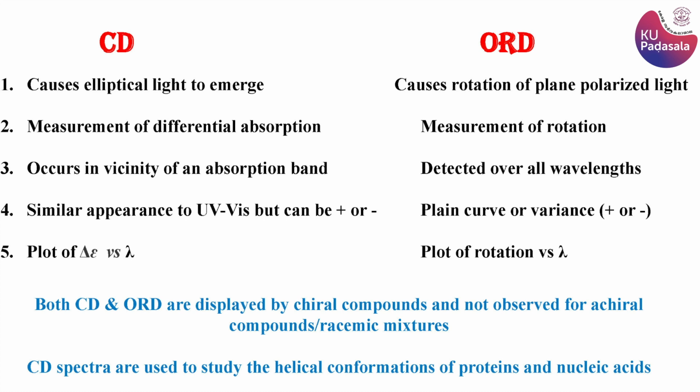Now, CD spectra happen in the vicinity of an absorption band where the chromophore absorbs, whereas in ORD we are just measuring over a range of wavelengths. In all, we have to understand that both CD and ORD refer to chiral compounds or non-racemic mixtures, and they are not shown by achiral molecules or racemic mixtures. These two techniques are very useful to elucidate the configuration of molecules.